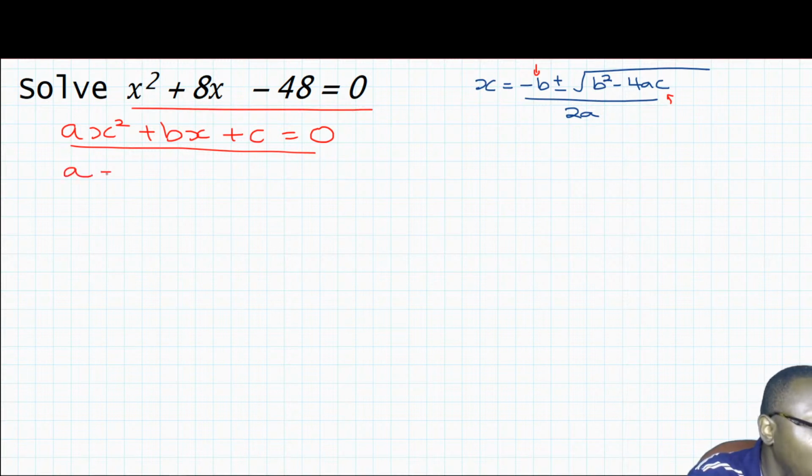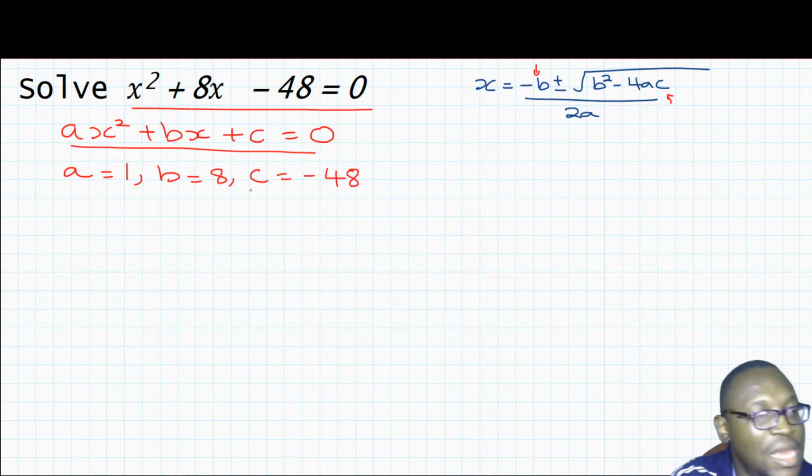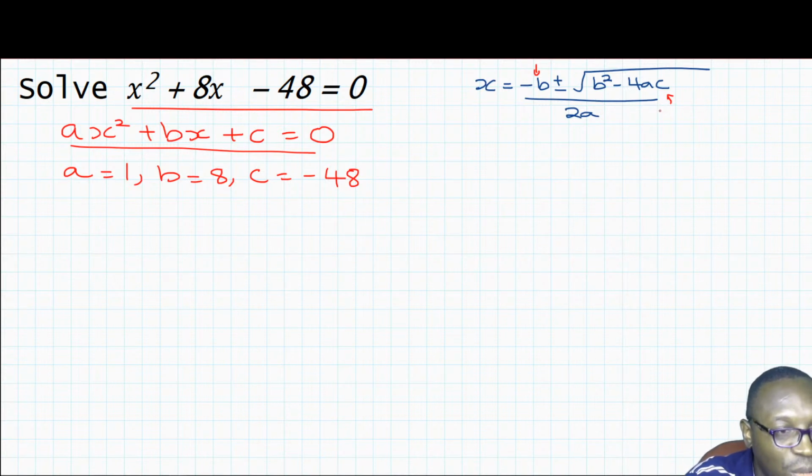So here a is equal to 1. Always remember in algebra, if you don't have any value to the left of a variable, assume that it is 1. You are safe to say that it is 1. And so a is equal to 1, b is equal to 8, and then c is equal to negative 48. Now that we have these values, guess what? We can now substitute them into this equation that we have up here.